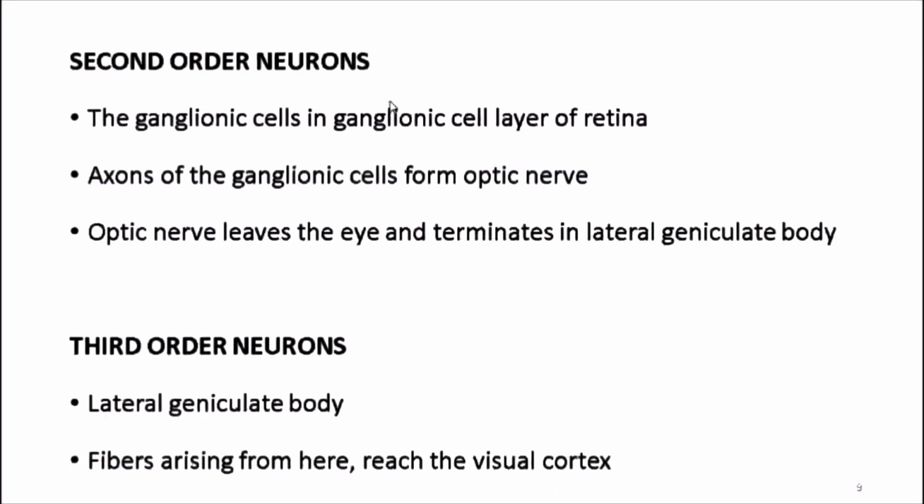Then it goes to the second order neurons. The second order neurons are nothing but the ganglionic cells in the ganglionic cell layer of the retina. The axons of these ganglionic cells form the optic nerve. The optic nerve leaves the eye and terminates in the lateral geniculate body, which is the third order neuron. The fibers arising from the lateral geniculate body reach the visual cortex.